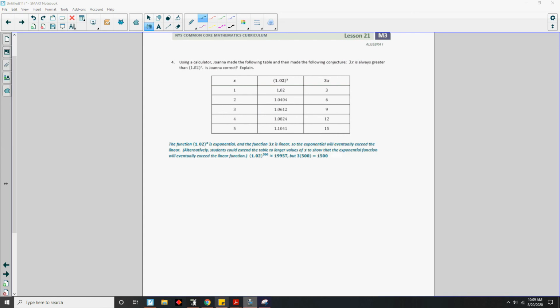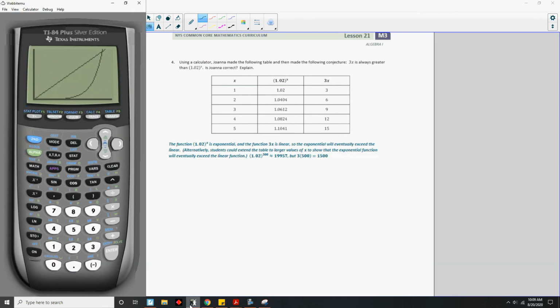So here's our explanation. It says the function 1.02 to the x is exponential, and the function 3x is linear. So the exponential will eventually exceed the linear. Alternatively, students could extend the table to larger values of x to show that the exponential function will eventually exceed the linear function. 1.02 to the 500 is 19,957, but 3 times 500 is only 1,500. And again, if we just use this table, we see exactly where it intersected.